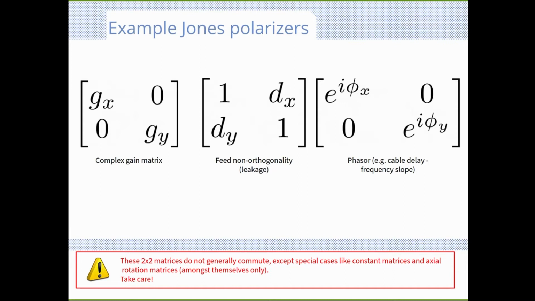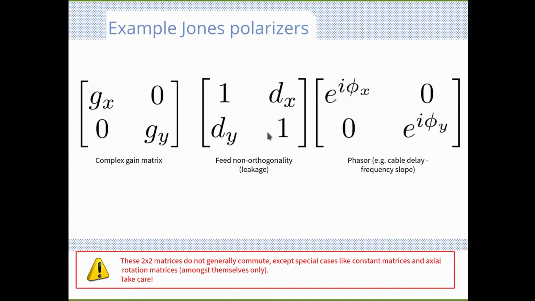Okay. So as I said before, these matrices, in the general case, do not commute. If you have a set of diagonal matrices, for instance, though, they will commute between themselves, right? If you have a constant matrix, it will commute anywhere in the chain, right? As soon as you have matrices that have non-diagonal terms, so these leakage matrices, for instance, or a rotation matrix such as the parallactic angle rotation you get from alt-azimuth mounts, then those terms do not commute with the rest. So please don't mix them up. It will not work.